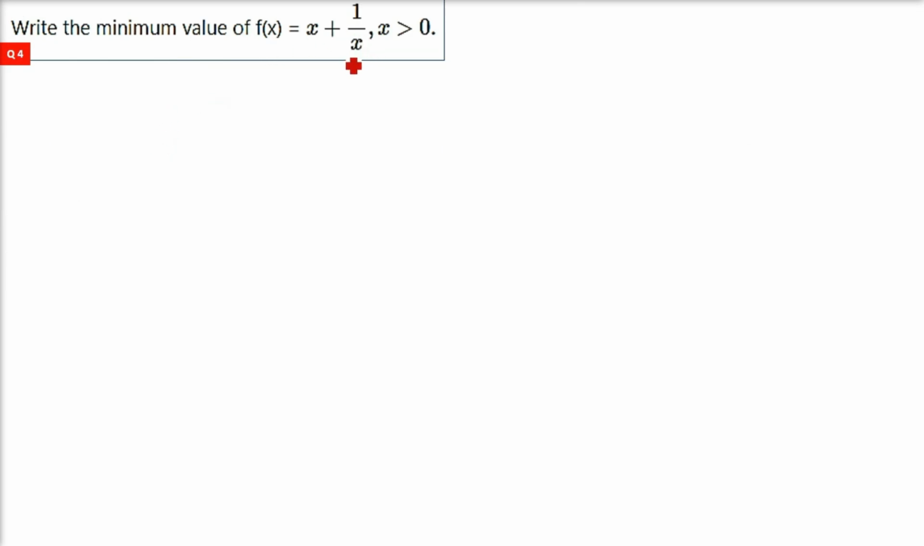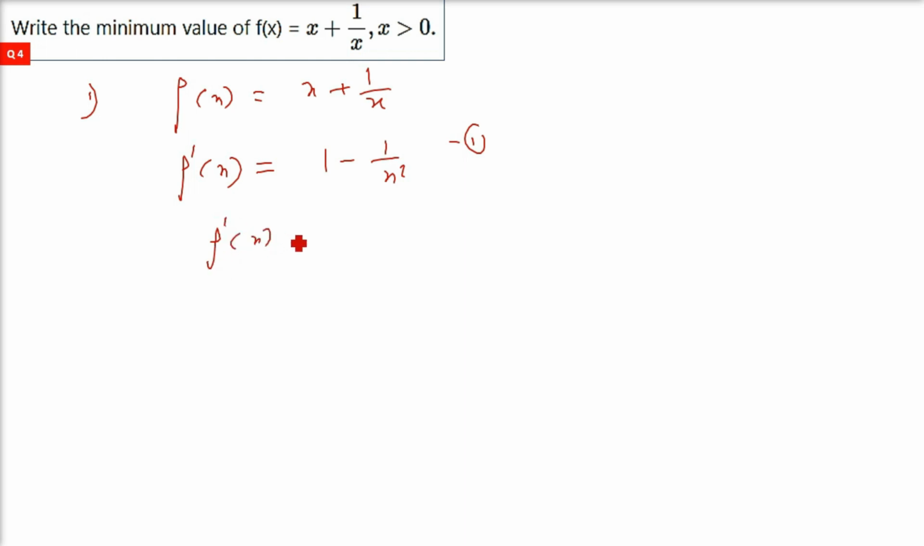Write the minimum value of f(x) equals x plus 1 by x, where x is greater than 0. First thing is f(x), which is x plus 1 by x. Now for the minimum value, you need to differentiate. f'(x) is 1 minus 1 by x squared. This is called equation number 1. For local minimum or local maximum, f'(x) equals 0. We call it finding the extreme point or critical point.